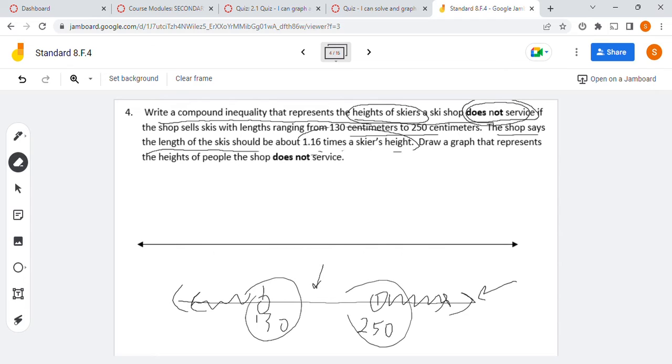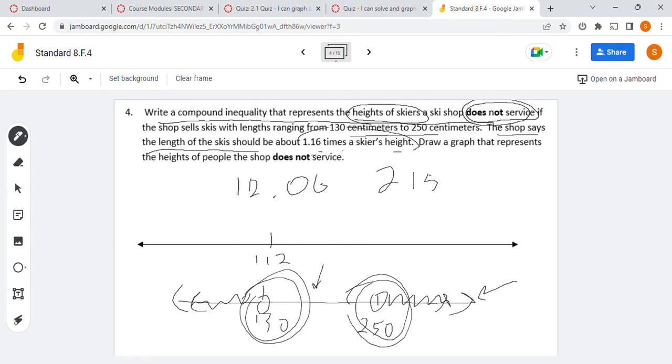So 130 divided by 1.16 is 112.06. We're just going to round that to 112. And 250 divided by 1.16 is 215.5. We're going to keep a decimal place on that, so 215.5. All right, in between there are the skiers that we can service. The question was, which can we not service? So we're going to go out here to the right and then out here to the left. All right, now that's a picture of all the skiers.